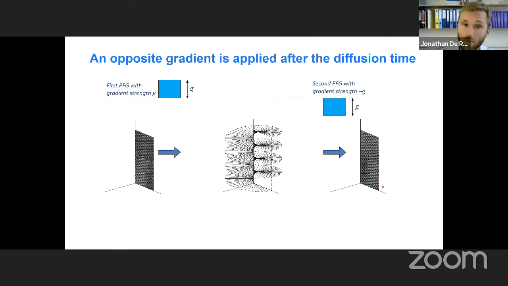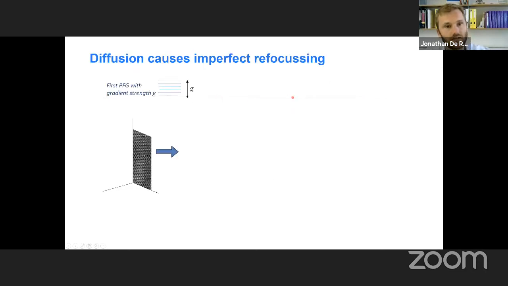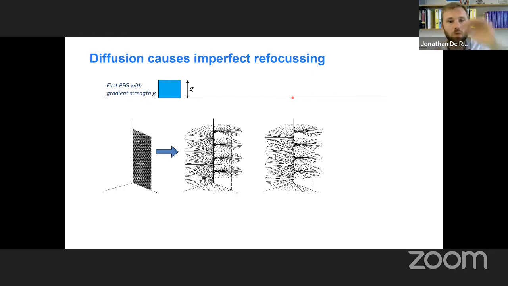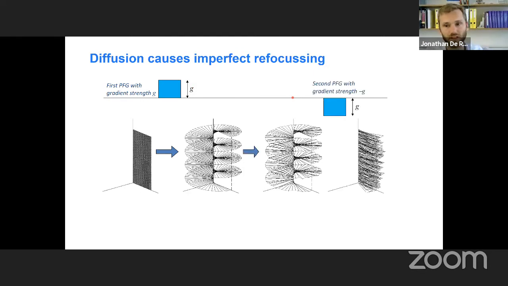But of course, it's not a perfect experiment. This would be if you get perfect refocusing. But refocusing is not perfect, because in the time that you're waiting, molecules are moving position. If they would remain exactly where they were, this whole trick would work. But since they're moving, the opposite gradient that they feel is not exactly the same as the initial gradient. And so you don't refocus perfectly. As a result, you see a lower intensity in your spectrum.